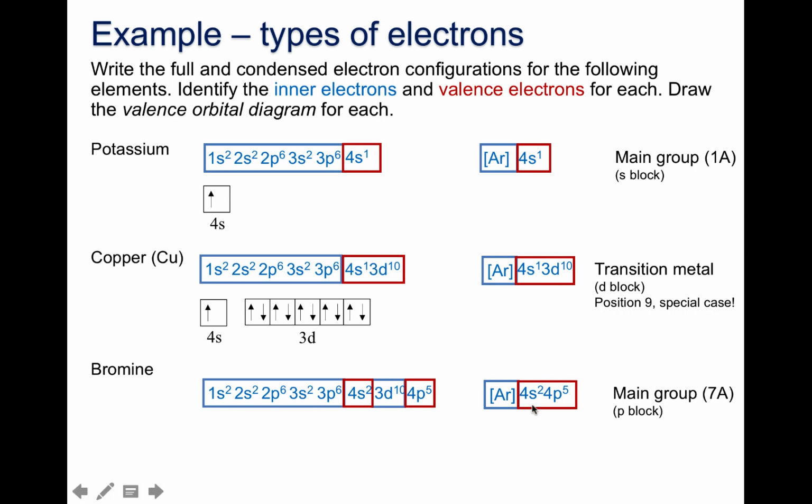So for the valence orbital diagram, technically you should only be drawing the s and the p, the 4s and the 4p. And so we'll put 2 electrons in the 4s and then distribute the 5 electrons in 4p appropriately, which should look like this.